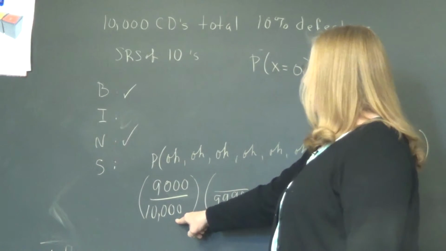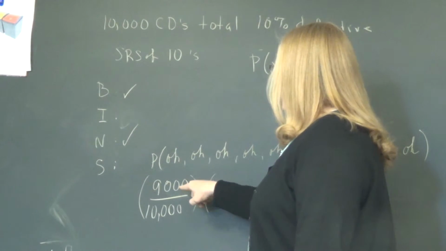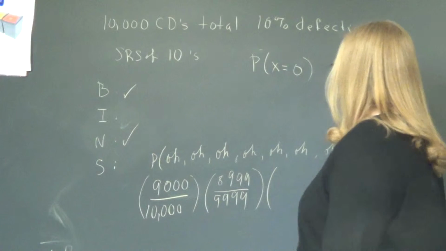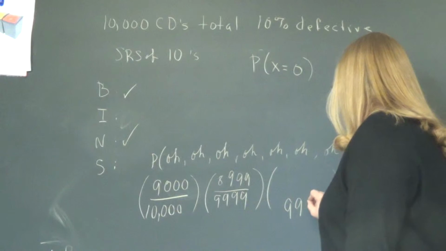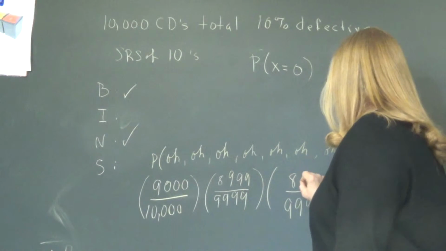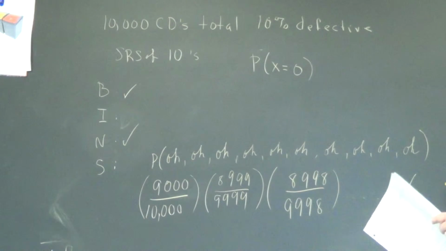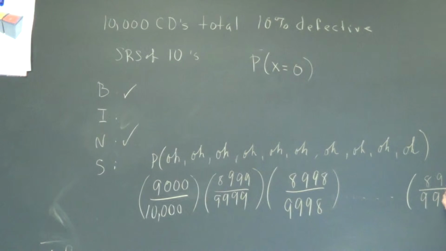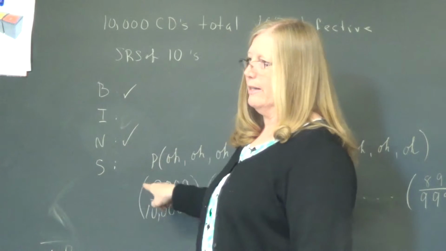That was the first one we pulled out. So how many okay ones are left? Take 1 from that: 8,999. All right, keep going for us there, Allie. On the next draw, there are 9,998. Right, 8,998. And so on, and that'll go all the way down to the very last draw, which I did, and it was 8,991 on the top and 9,991 on the bottom. So I'm not going to write all 10 of those out, but do you see that the probability is not the same for each one of these?